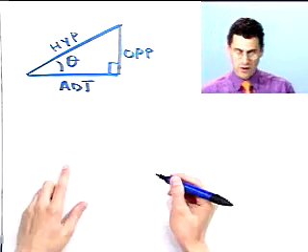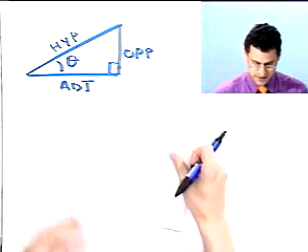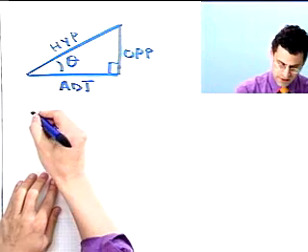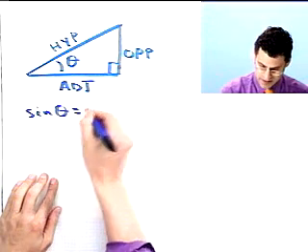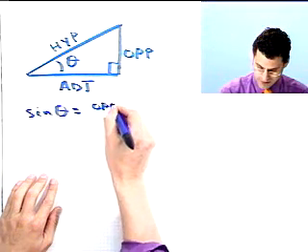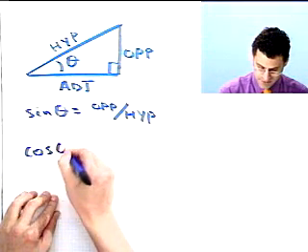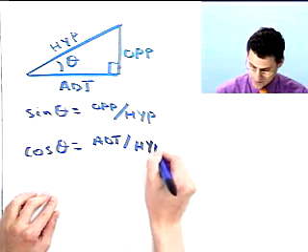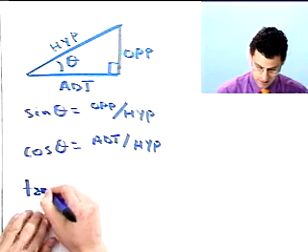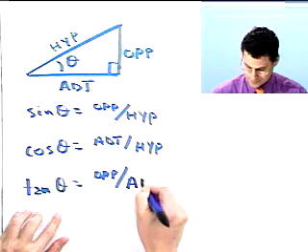And so what do I know? In fact, let me make a list over here of things I know. I know that sine of theta equals opposite over hypotenuse. I know that cosine of theta equals adjacent over hypotenuse. And I know that tangent of theta equals opposite over adjacent.